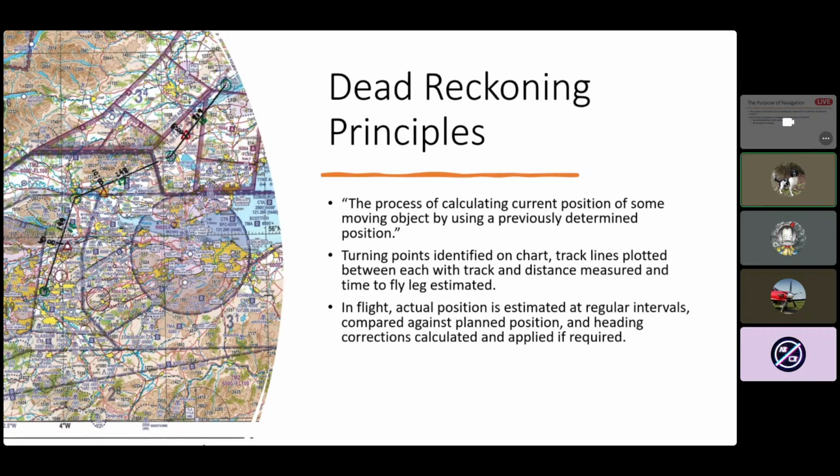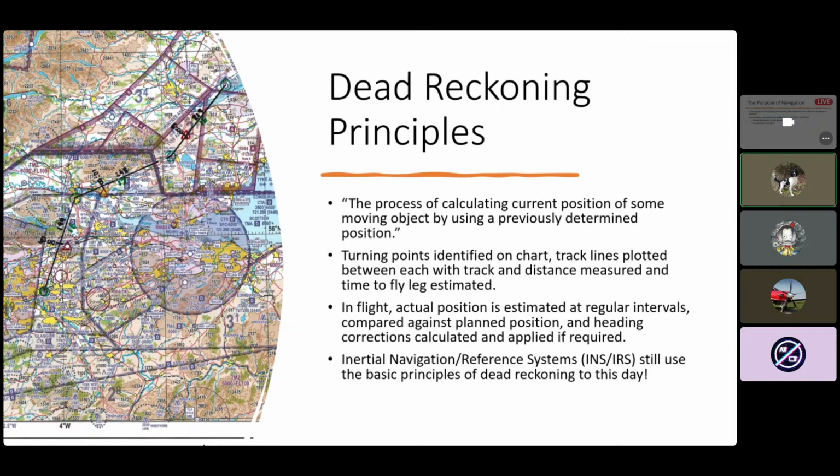In flight, you estimate your actual position at regular intervals, and you compare your estimated position to your planned position. So where am I? Where should I be? And you correct your heading to compensate if need be. Now, as much as I'm saying this is a very old technique, modern airliners use an inertial reference system. Martian, there's loads of tidbits in here about modern airliners and modern systems and how they work, so you'll be glad for that with your aeronautical engineering background.